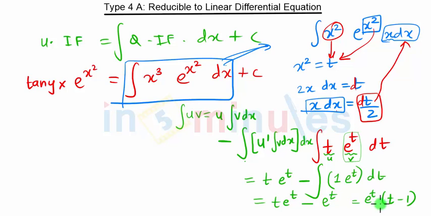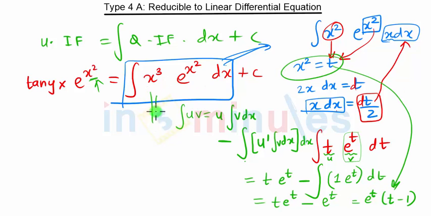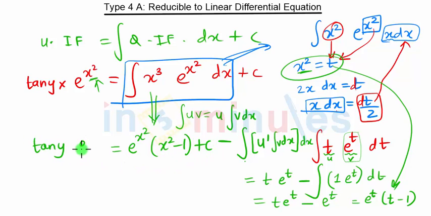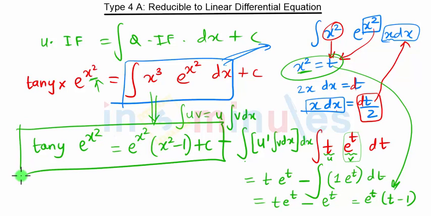So we are going to substitute this part in the equation, but before that, because we have only x terms, we substitute back what t is. So this integration will be e raised to t times t minus 1, where t is x square, so e raised to x square into x square minus 1, plus c. And this equals tan y into e raised to x square. So this is the solution of this equation, and this is how we solve the type 4a problem.